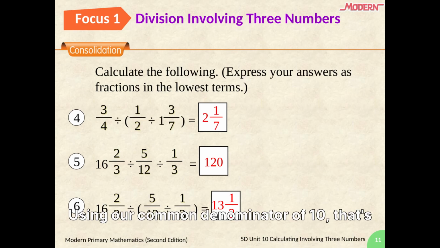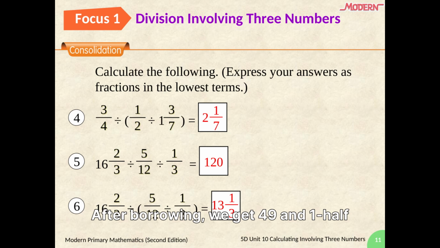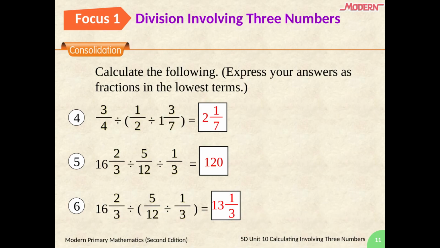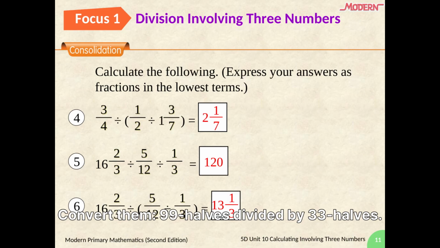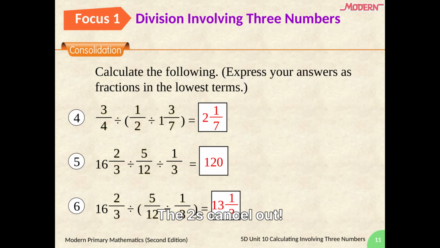Using our common denominator of 10, that's 82 and 3/10 minus 32 and 8/10. After borrowing, we get 49 and 1/2 dollars. Now, divide that amount by the price of one storybook. 49 and 1/2 divided by 16 and 1/2. Convert them. 99 halves divided by 33 halves. Flip and multiply. 99 halves times 2/33. The 2's cancel out. 99 divided by 33 is exactly 3.